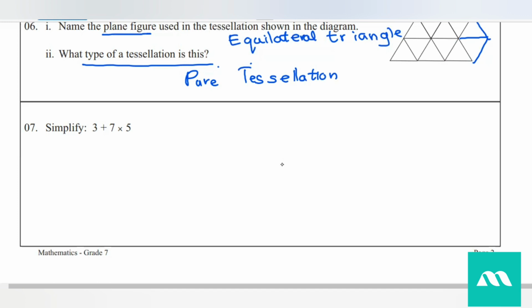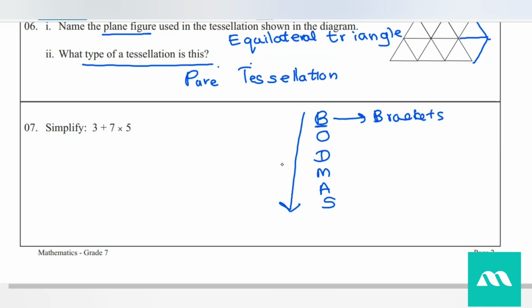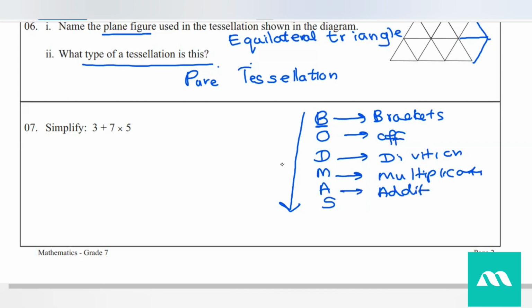There is a small word that we can remember for the order of the operation. BODMAS is one of the ways that we remember what operation we do first. Okay, this is the order of operation. First we do the brackets. That means B stands for brackets. O indicates of term. D indicates division. M indicates multiplication. A, it is addition. S, it is subtraction.